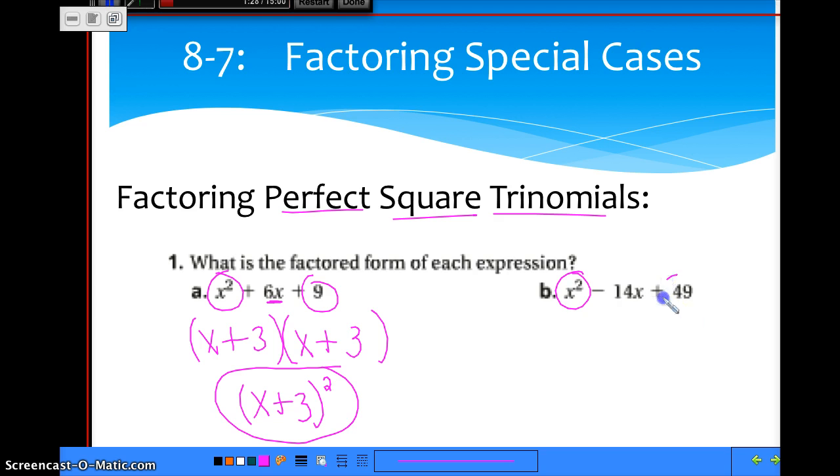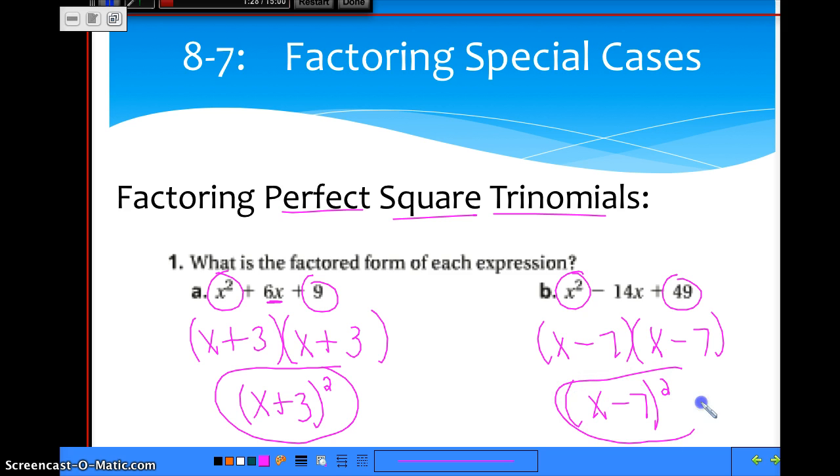It's a trinomial, and both of these are perfect squares. So that means take the square root of each. The square root of x squared is x. The square root of 49 is 7. We need same signs to get to a plus, and we have to pick minus minus because of my middle term. They're going to leave my answer as x minus 7 squared.